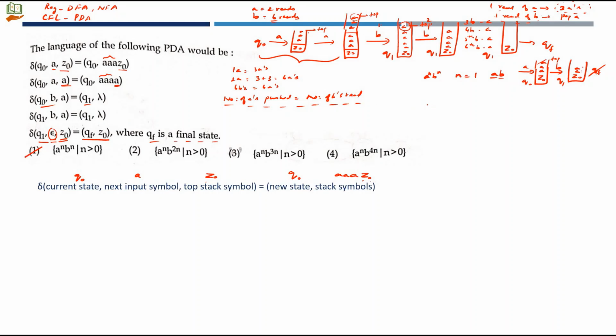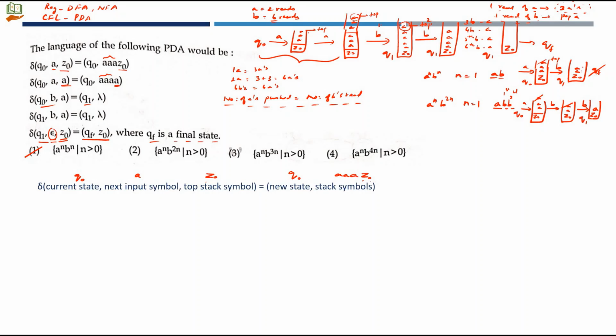Let's take the second option, A power n, B power 2n. Again we will go with n is equal to 1. For 1 A there will be 2 B's. Let's again initialize the stack with Z0. For the first symbol A, we are in Q0 state. When A is read, 3 A's are inserted. For the first B, 1 A will be popped out. For the second B, the second A will be popped out. We have remaining 1 A and Z0.